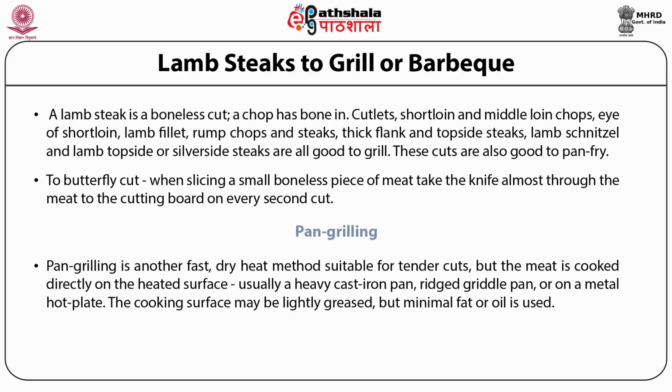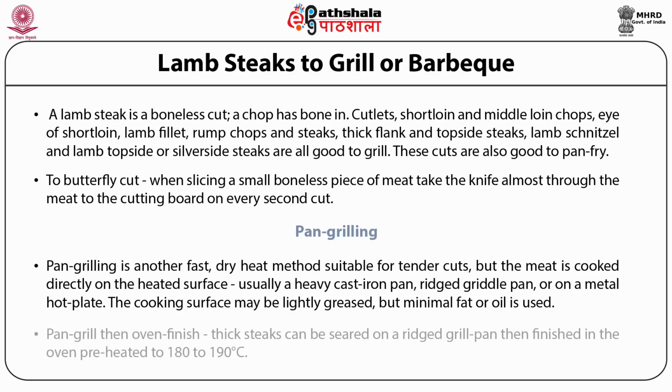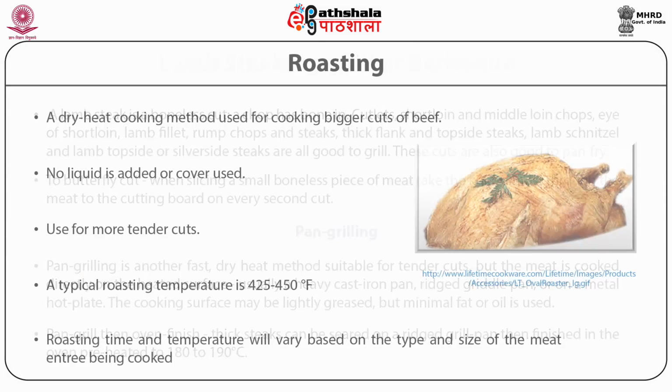The cooking surface may be lightly greased, but minimal fat or oil is used. This is not frying. Pan grill, then oven finish. Thick steaks can be seared on a ridged grill pan, then finished in the oven preheated to 180 to 190 degrees Celsius. The seared steaks placed on a tray in the oven must be turned halfway through the oven cooking. This method is practical when preparing a set menu for large numbers. It ensures the meat is cooked to the same degree and achieves more consistency in cooking.